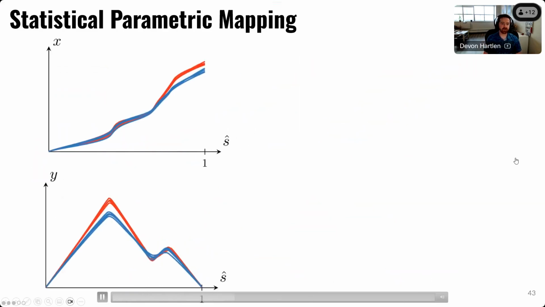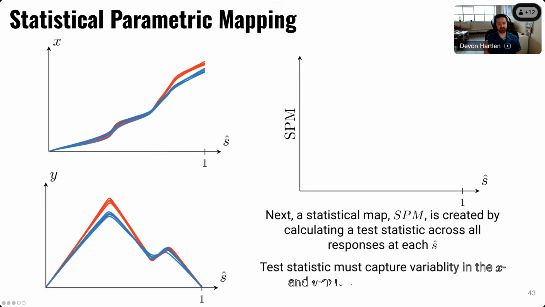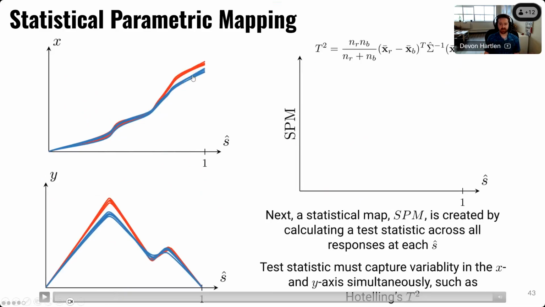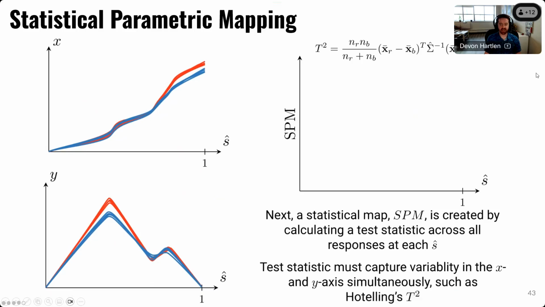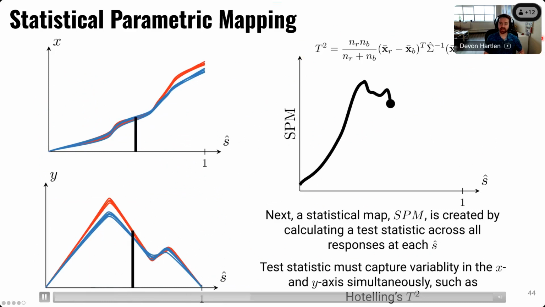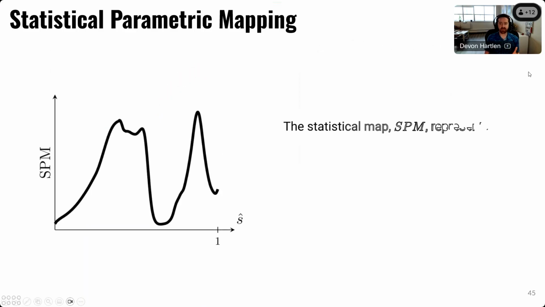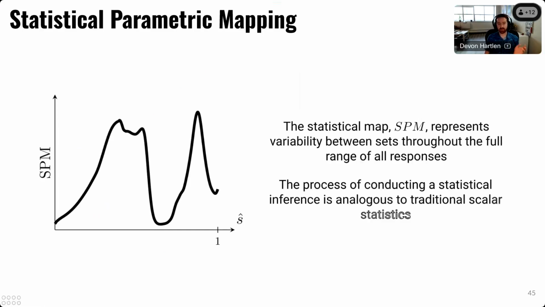Once we have reparameterized and registered everything, we compute what is known as a statistical map. The statistical map is created by calculating a test statistic at each point with respect to normalized arc length. Now, this test statistic must capture variability in the X and Y axis simultaneously. So we need a technique such as the Hotelling T-squared test that we can see on the top here to capture that variability. This Hotelling T-squared test can be thought of as just a multivariate extension of the t-test we're more familiar with in scalar testing. So this statistical map represents the variability between sets of responses across the entire range of response.